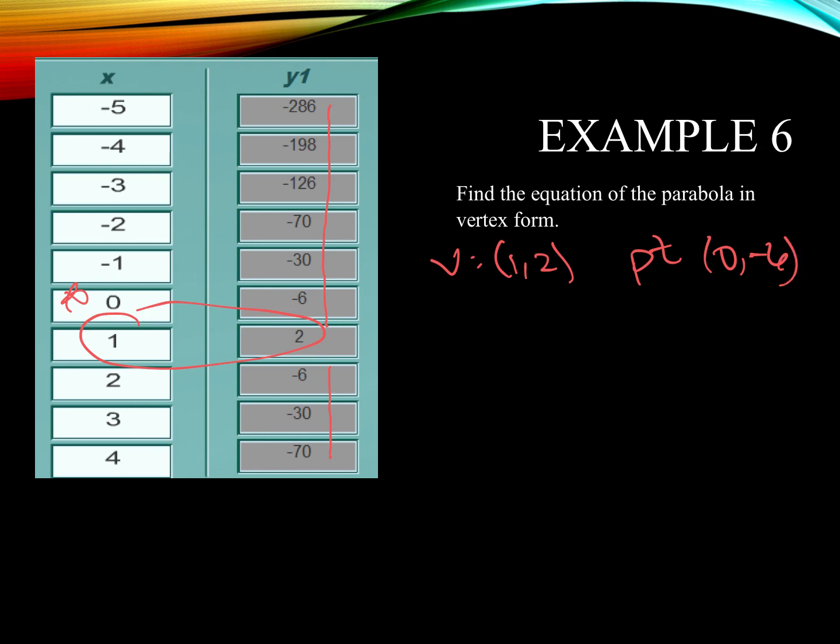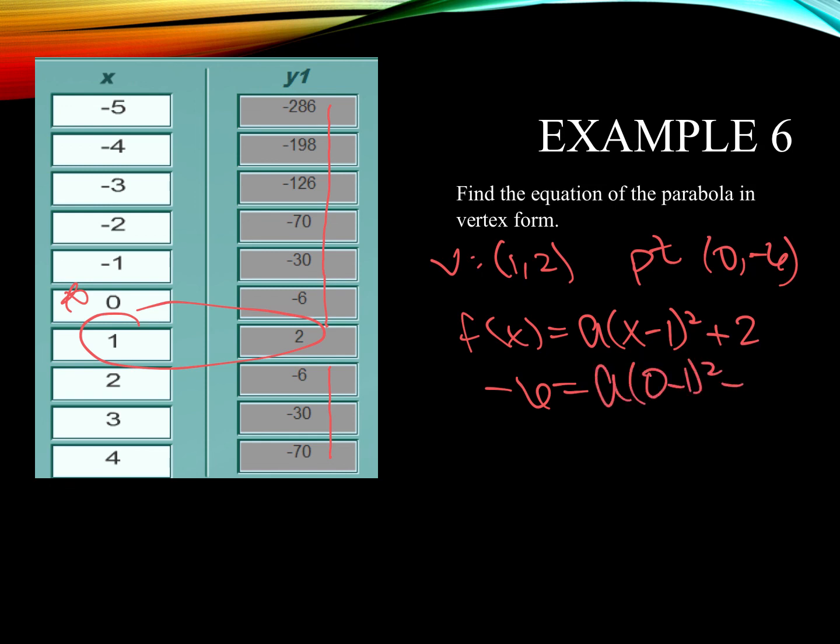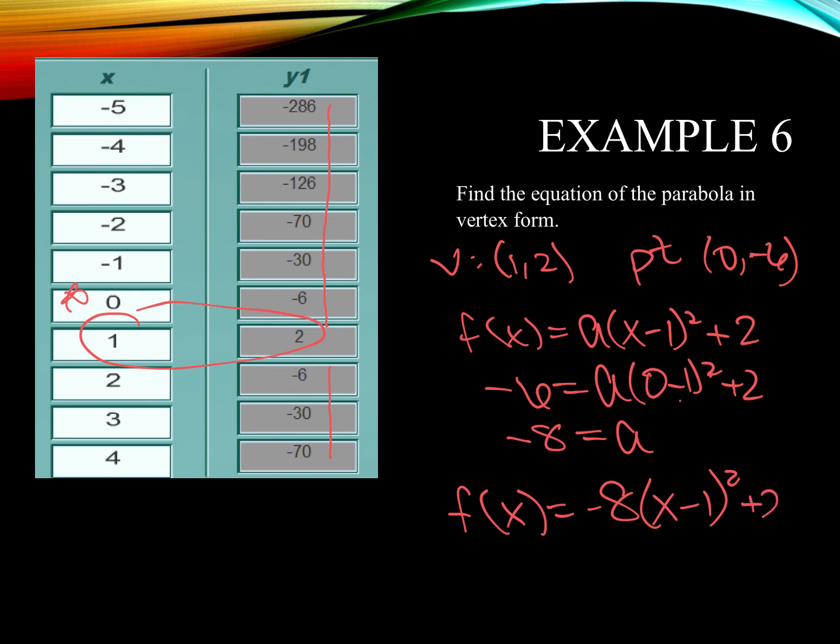And if I plug in my vertex first, I have f of x equals a times x minus 1 squared plus 2. Then I'm going to plug in my coordinate point, which gives me -6 equals a times 0 minus 1 squared plus 2. If I subtract my 2 over, I get -8 equals 0 minus 1 is -1, but I'm squaring that, so I really have a equals -8, or f of x equals -8 times the quantity of x minus 1 squared plus 2.